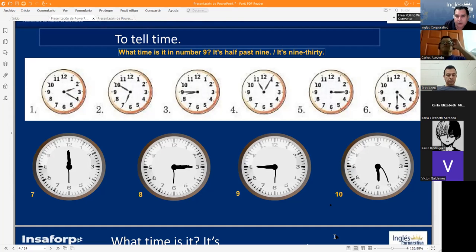9:30. What time is it in number 2? It's 10 to 7. Wonderful, exactly. It is 10 to 7. What time is it in number 4? It's 11:05. 5 past 11, right? 5 past 11 or 11:05.